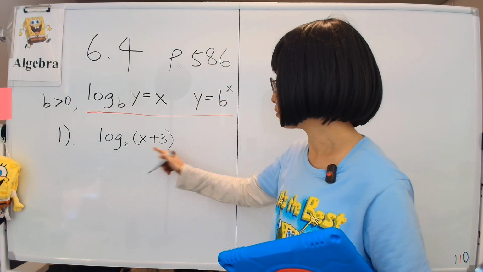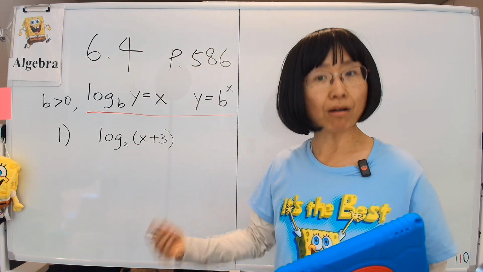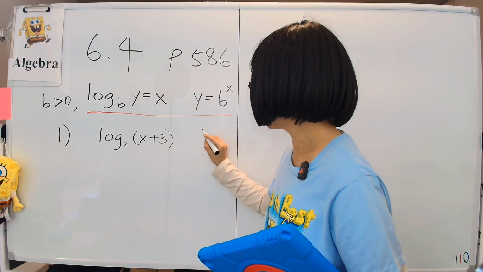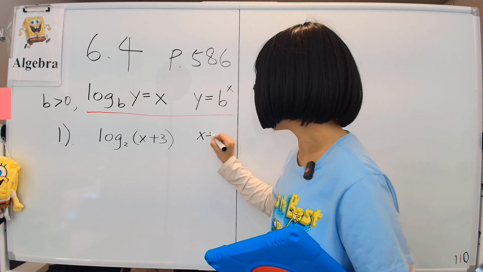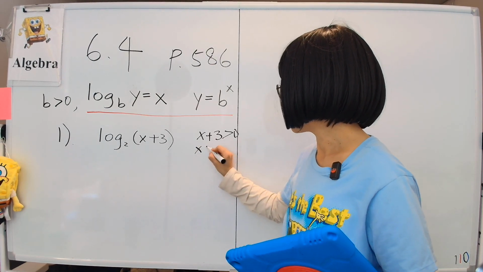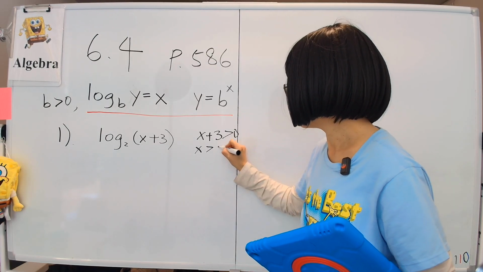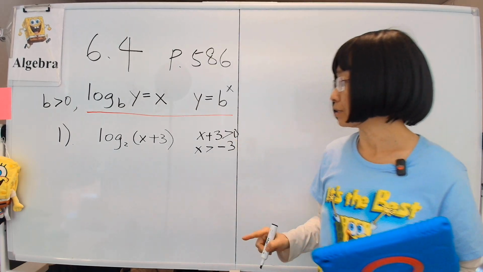The y, which is in this case x plus 3, that is what's in here, will always be positive. That is, the domain is simply x plus 3 bigger than 0. Another way of saying it is x bigger than, move the 3 over here, it becomes minus 3.